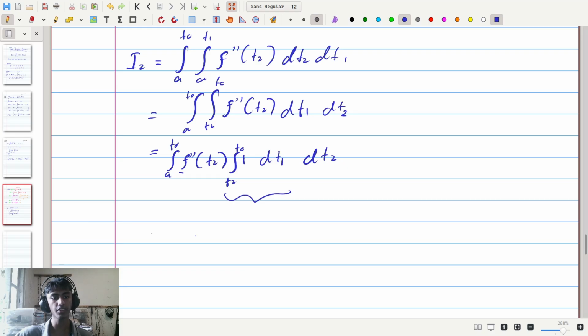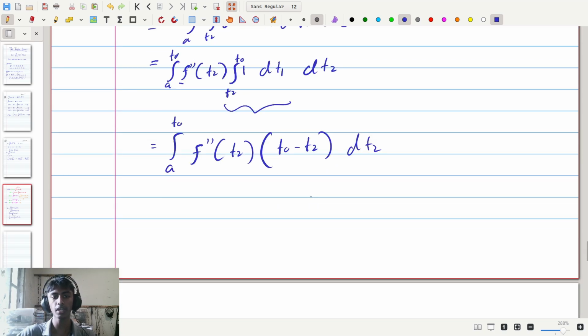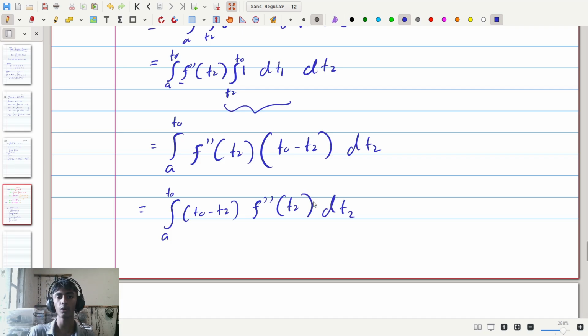So then what we have here is the integral from a to t0 of f double prime of t2 times t0 minus t2 dt2. So now we have this integral expression over here. Then we're going to rearrange it a little bit and say this is equal to the integral from a to t0 of t0 minus t2 times the double derivative of t2 integrated with respect to dt2. So now we have this.